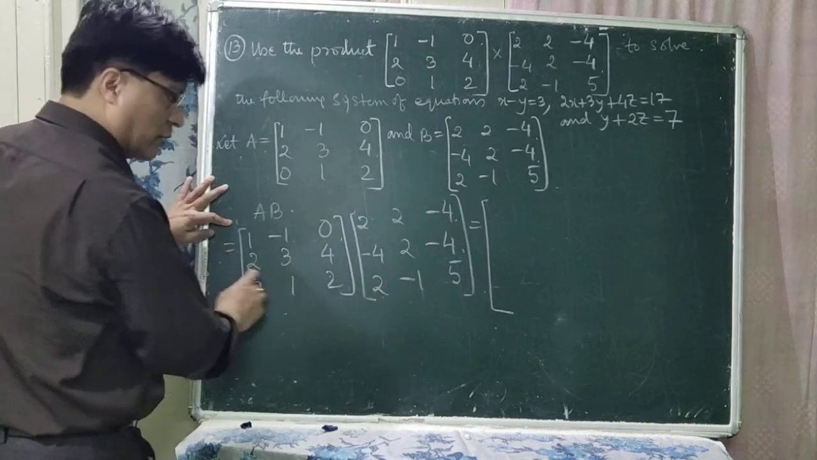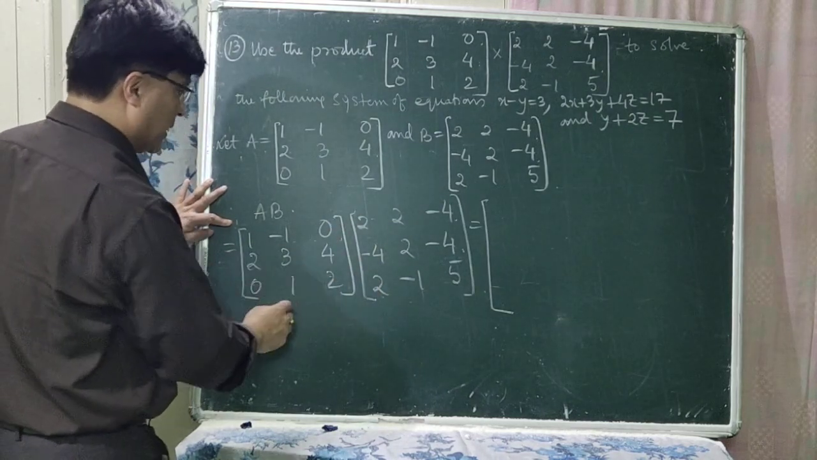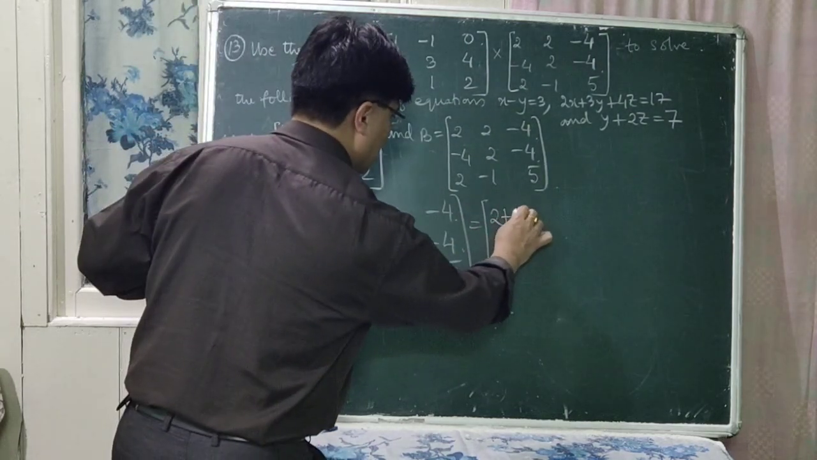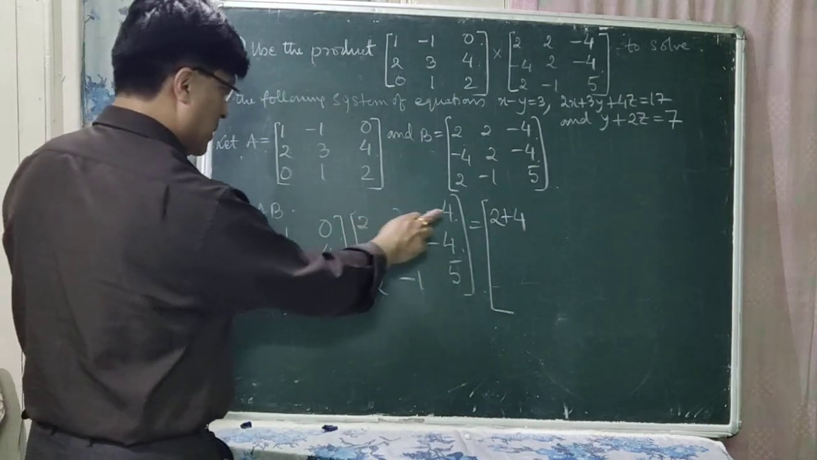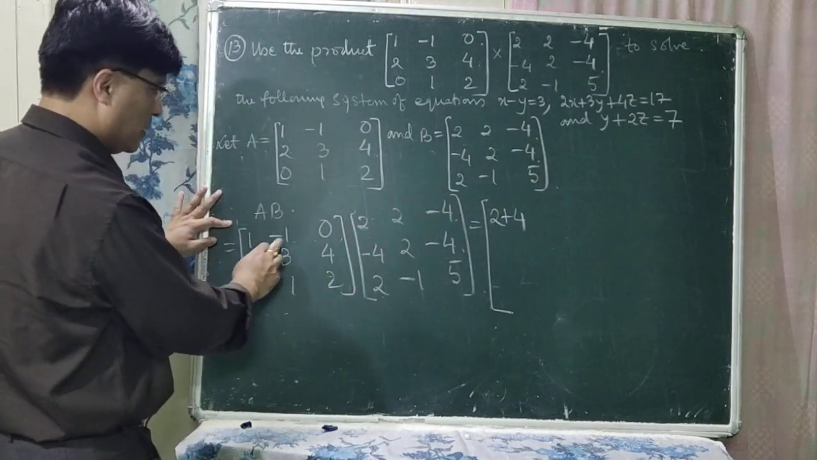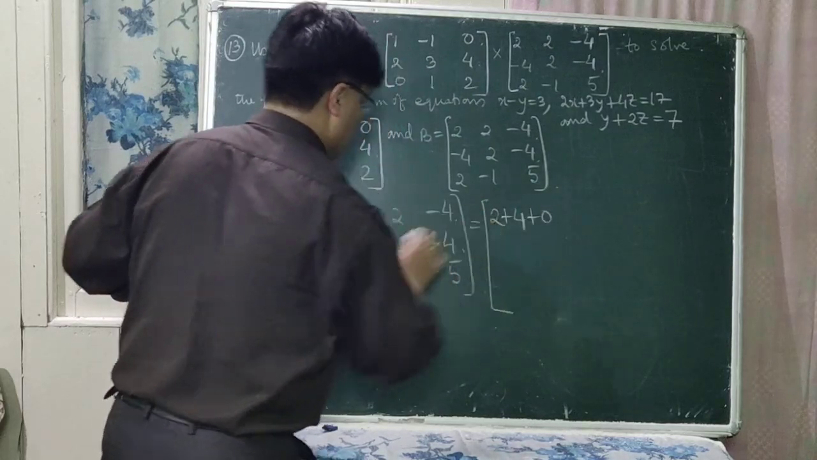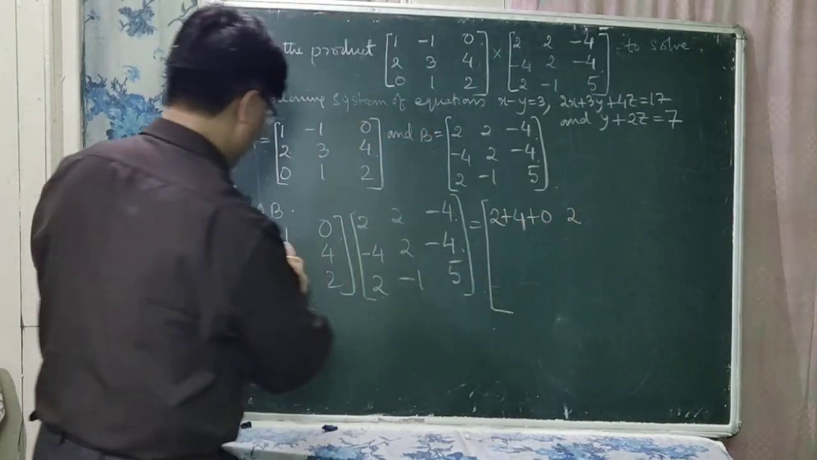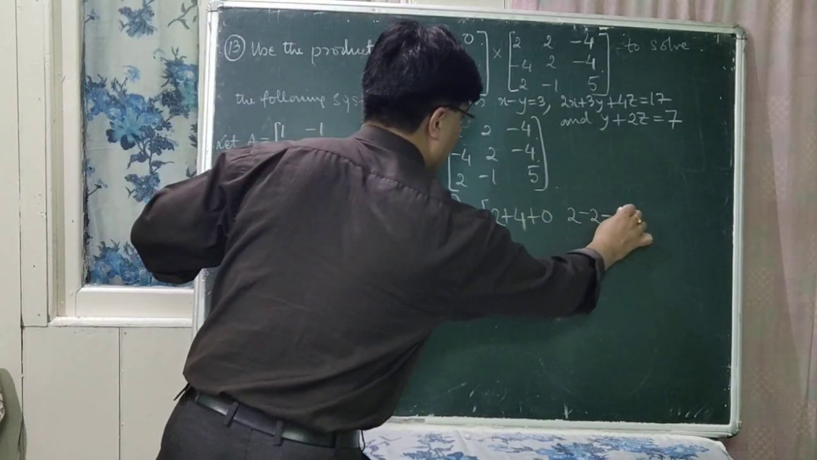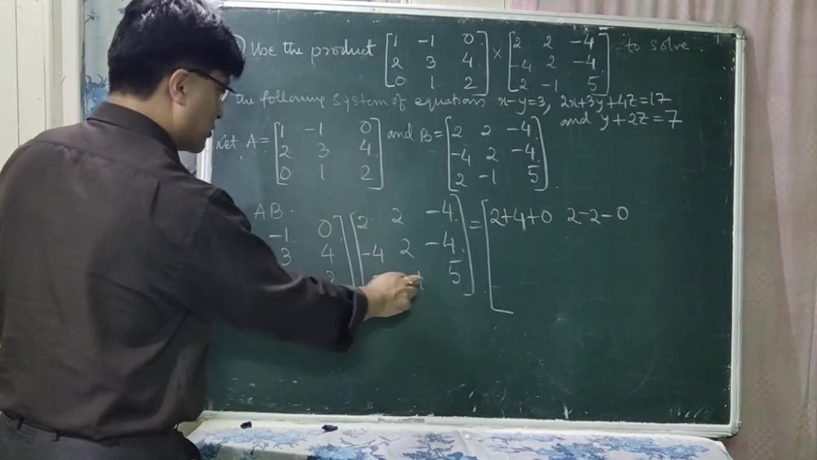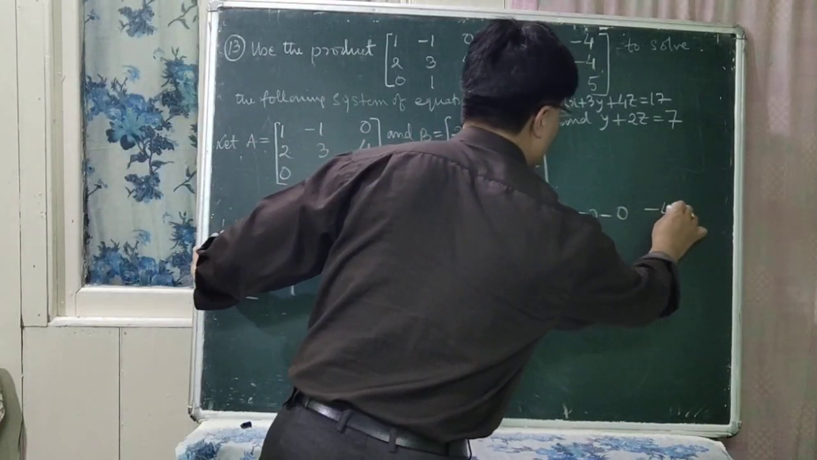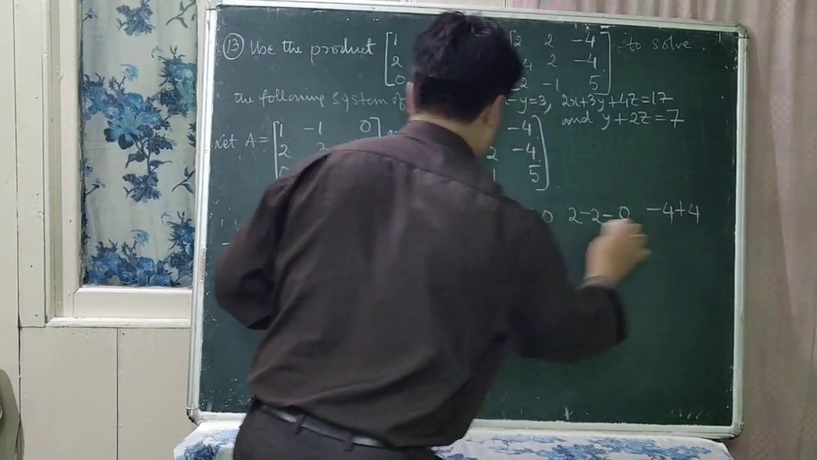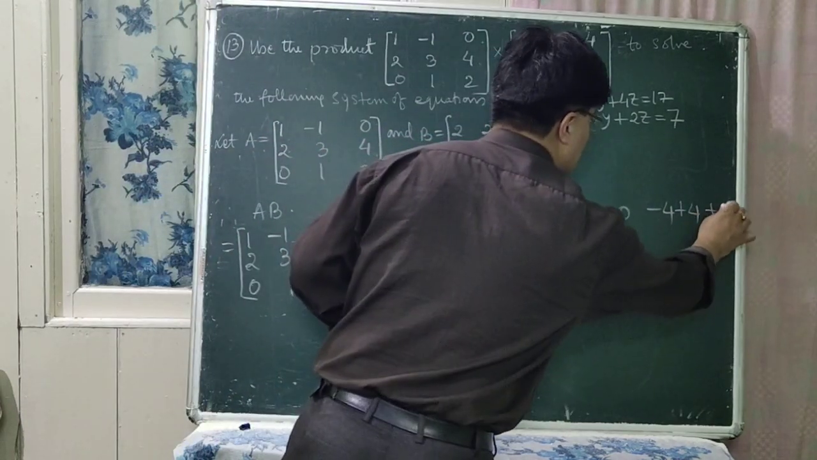Now first row by first column. Corresponding elements should be multiplied. So what do you get? 1 times 2 is 2, minus 1 into minus 4 is plus 4, plus 0. Next, first row by second column. 1 times 2 is 2, minus 2, minus 0. Next, first row by third column. 1 into minus 4 is minus 4, minus 1 into minus 4 is plus 4, then 0 into 5 is 0.